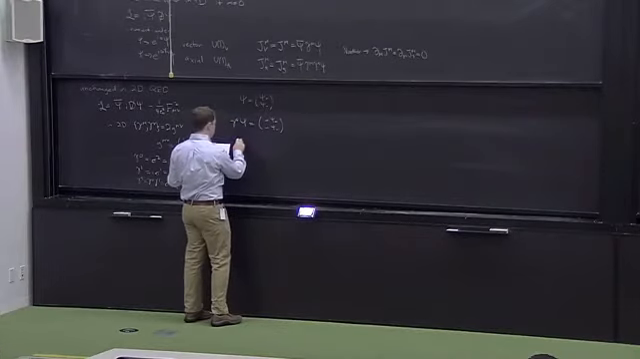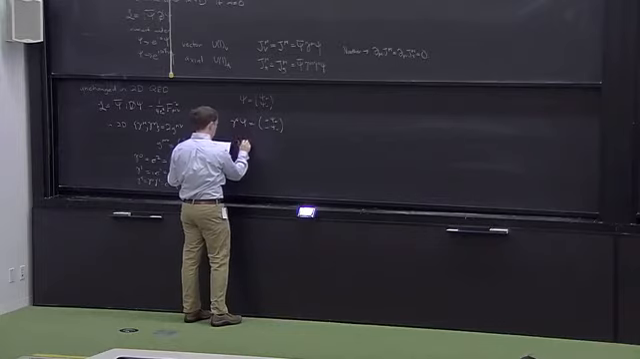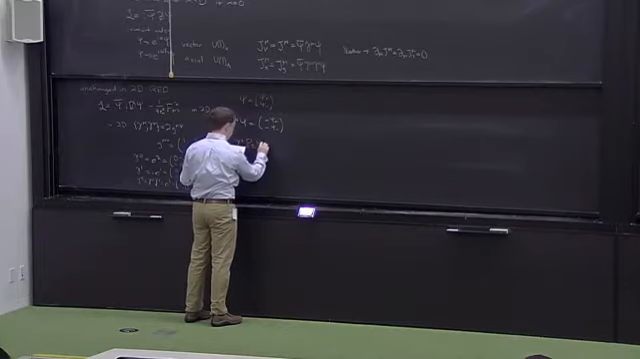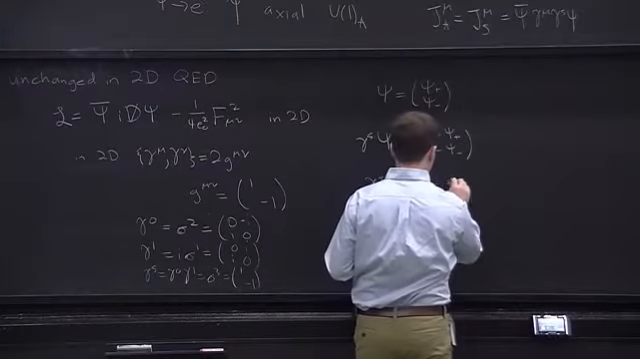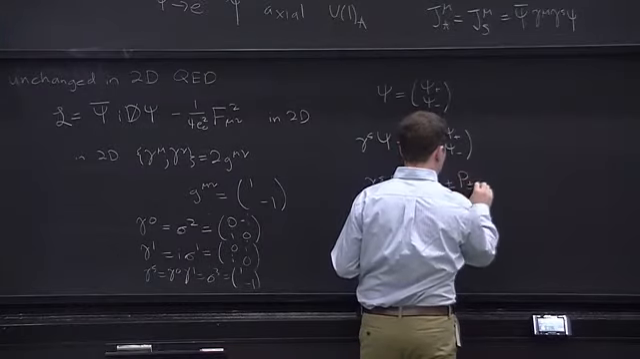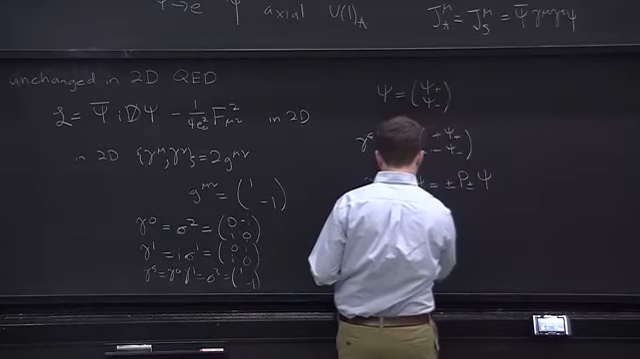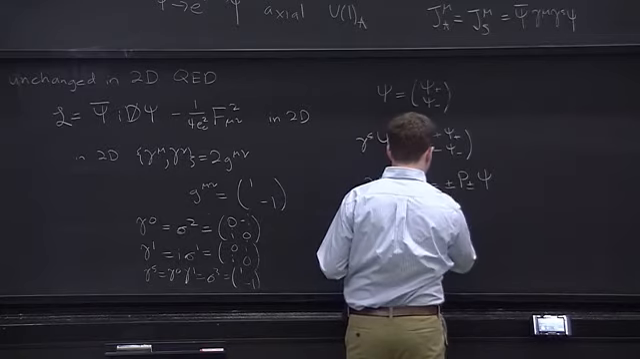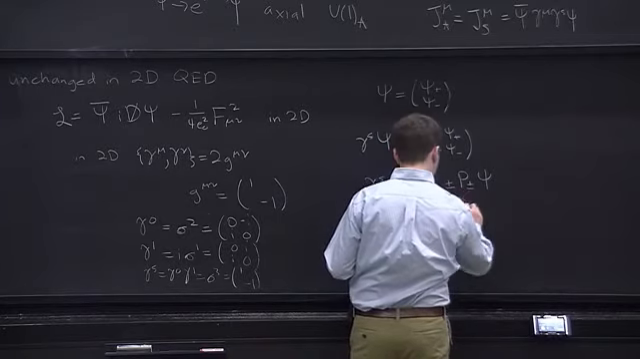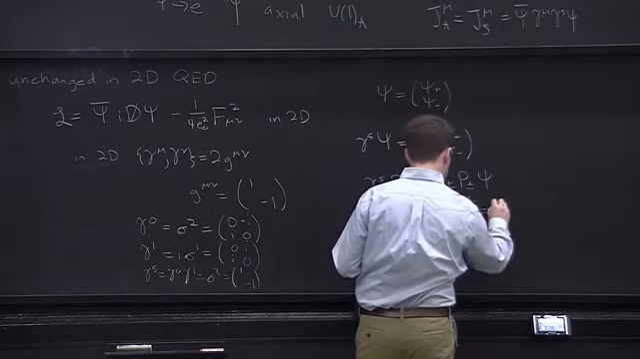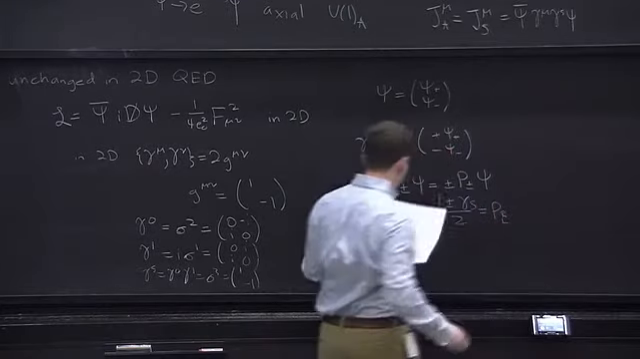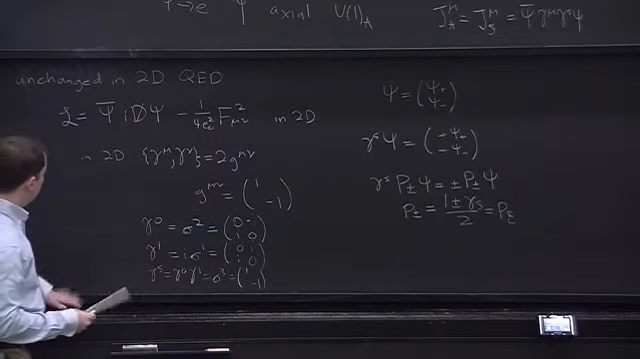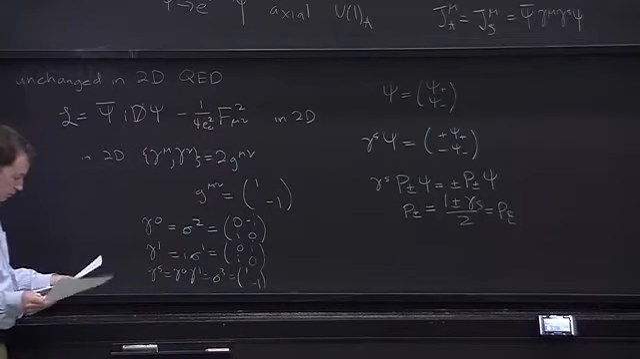And so another way to write this is with the projection operators, plus or minus projection operators acting on psi, where the projection operators are just the same as you're used to, the left and right projection operators. So really nothing changes if we go from 4D to 2D so far, except the gamma matrices are now 2 by 2.